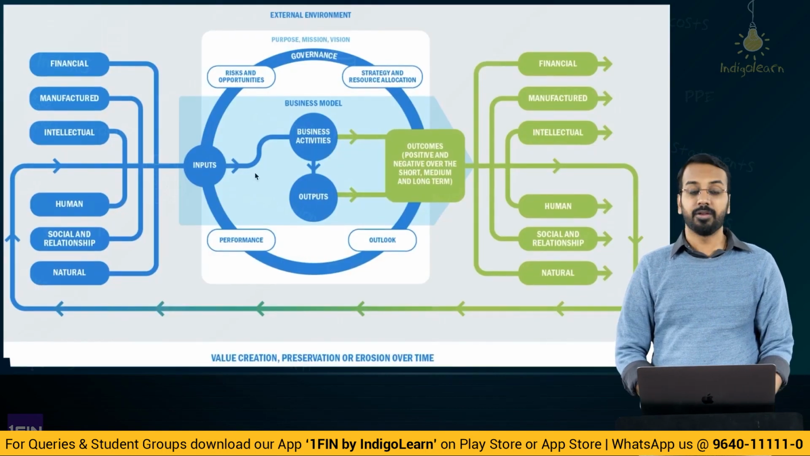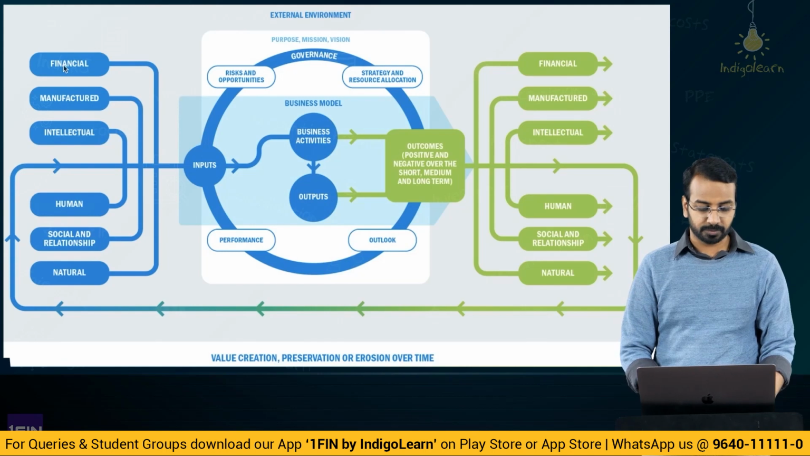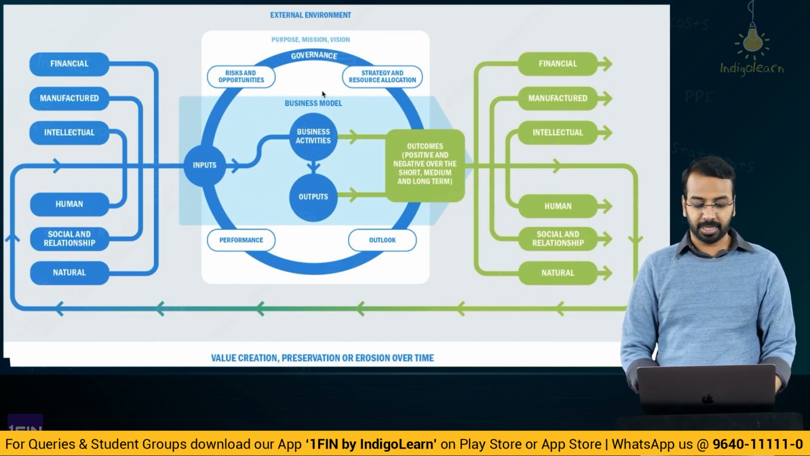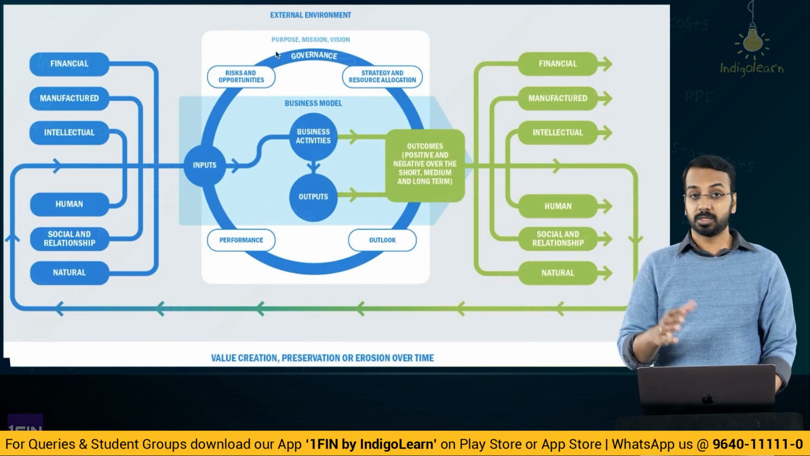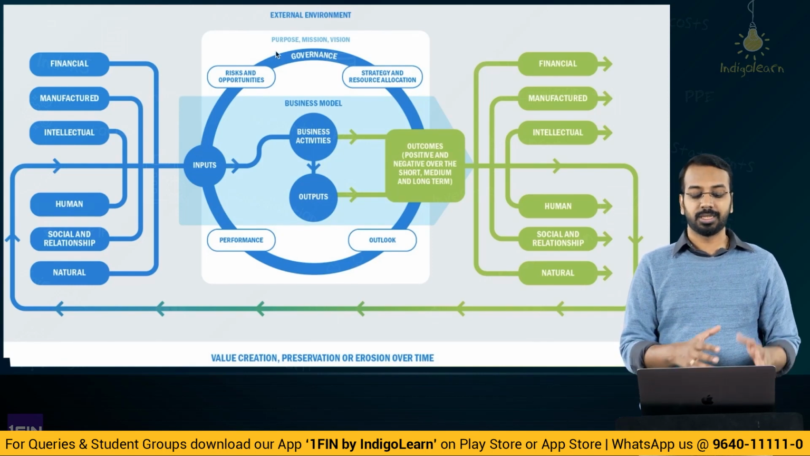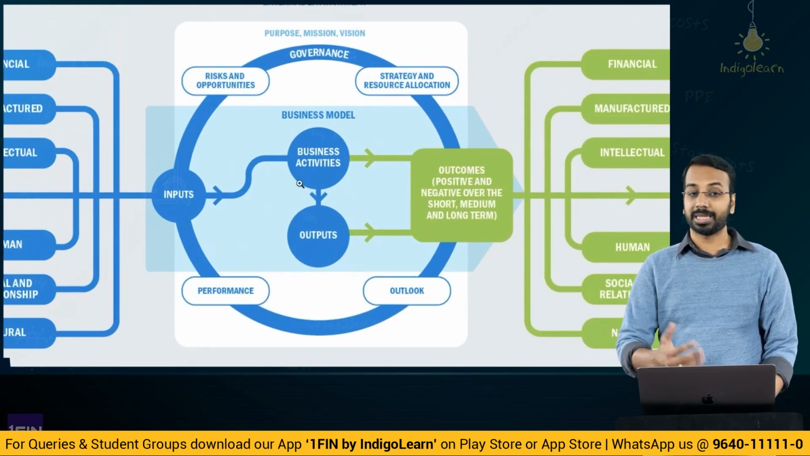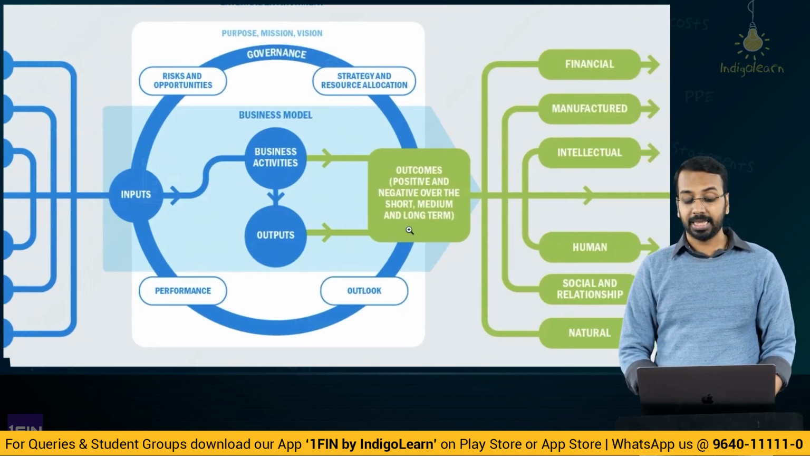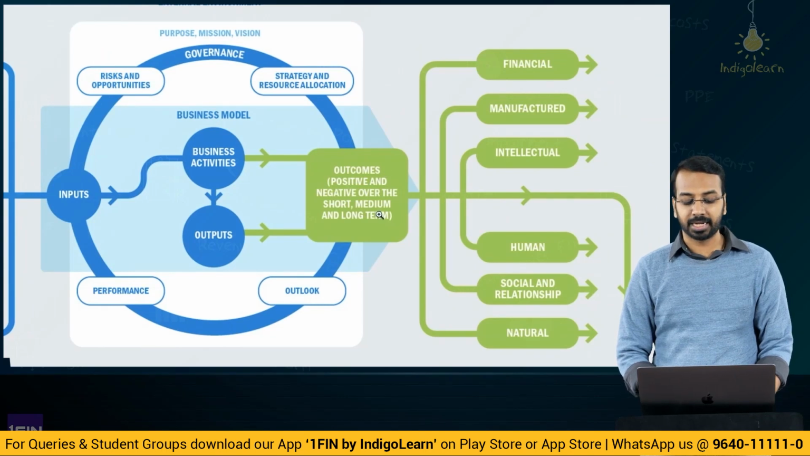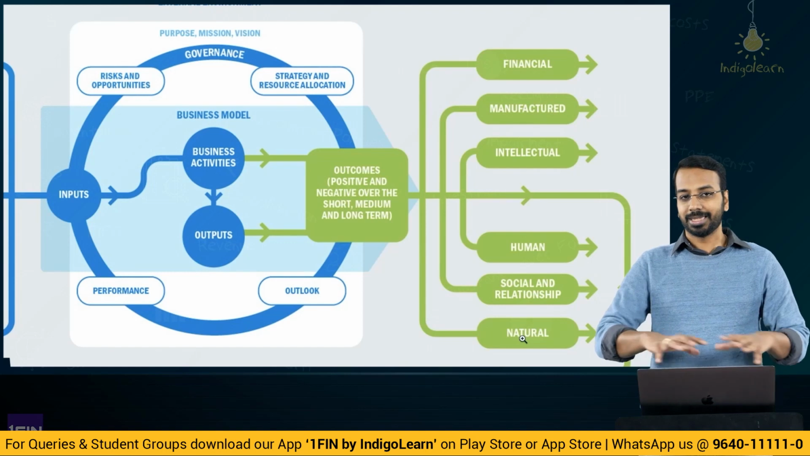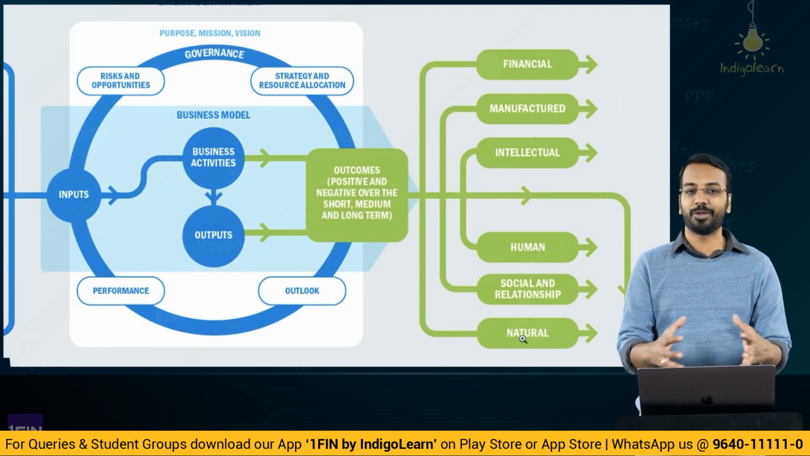So coming back to the framework given by IIRC, again, inputs: financial, manufactured, intellectual, human, social and relationship, and natural. Then there is an external environment, there is purpose, there is mission, there is vision, there are opportunities, there is governance, right? Then there is this business model, what are the activities which create outputs, and then what are the outcomes, positive and negative over short term, medium term, long term in respect of each of these capitals, right? That is how you have to understand this overall framework.